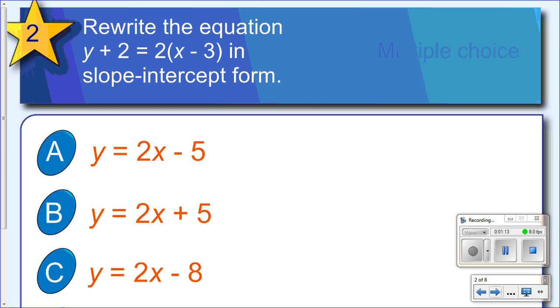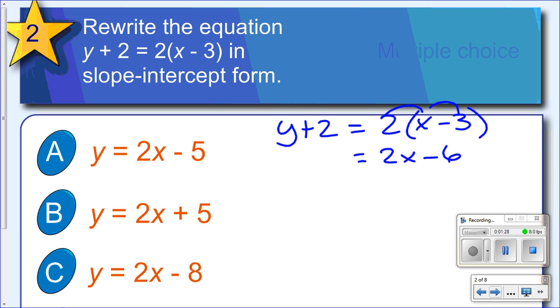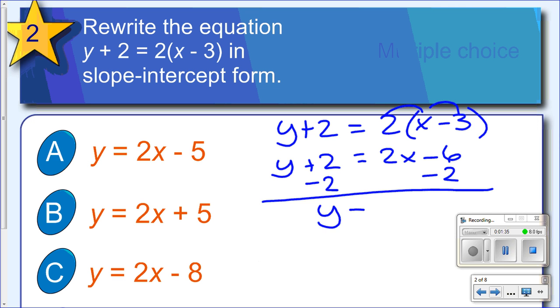Rewrite the equation, y plus 2 equals 2 times x minus 3 in slope intercept form. So this is a little review of what we did last time. 2 times x minus 3. We're going to distribute our 2. So 2x minus 6. And then on this side, we're just going to keep that. We're going to subtract 2 from both sides so that we can get y by itself. So we have 2x minus 8, since those signs are the same. And that would be our slope intercept form, where 2 is our slope and negative 8 is our y-intercept.